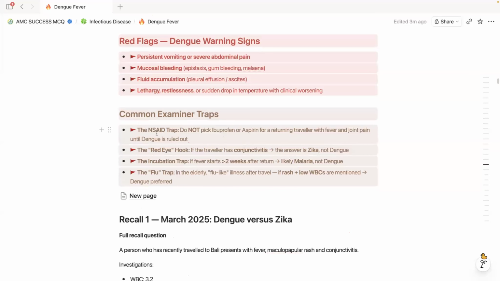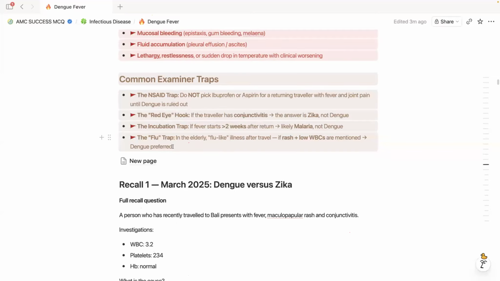And the traps are insect trap, red eye trap, incubation trap, flu trap. We have done all this. The flu trap is new: in the older patient with flu-like illness after travel. If rash with low WBC is mentioned, then think about dengue.